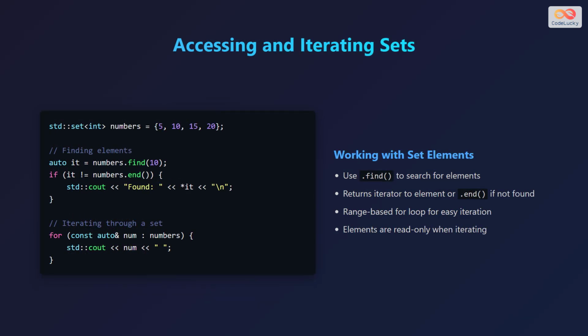Now, let's explore how to access and iterate through the elements of a C++ set. Start by creating a set of integers, for example 5, 10, 15, and 20. To find a specific element, use the find method, such as numbers.find(10). This returns an iterator to the element if it exists, or numbers.end() if the element is not found. You can then check if the element was found and print its value. To iterate through all elements in the set, you can use a range-based for loop. This allows you to easily access each element in the set. This code demonstrates how to find elements in a set and iterate through its elements.